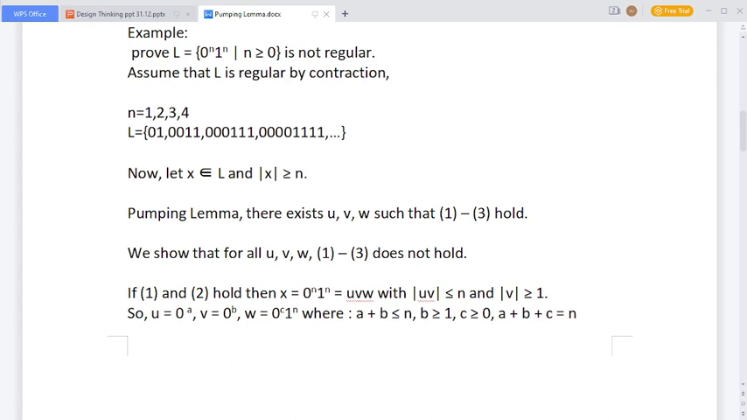Suppose 1 means 0 power 0, 1. 2 means 0, 0, 1. 3 means 3 zeros followed by triple ones. 4 means 4 zeros followed by 1.